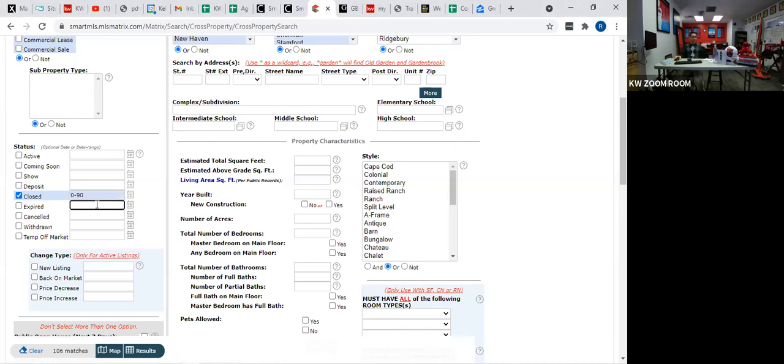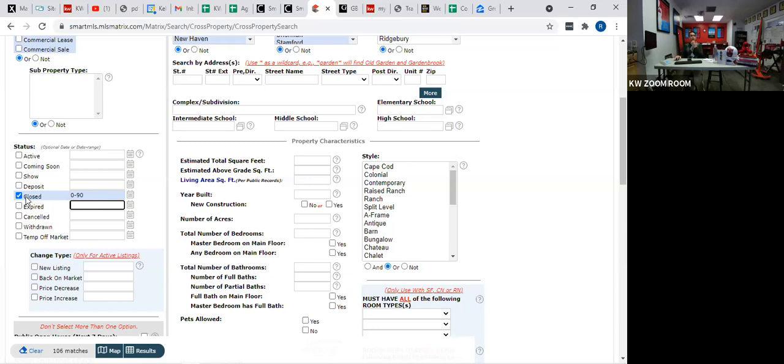So 0 minus 90, then divide that number by 3, so you get 35.33. That is the absorption rate for the town of Ridgefield as of right now, which means looking backwards for the past 3 months, we've seen an average of 35 1/3 homes come off the market and be sold per month.